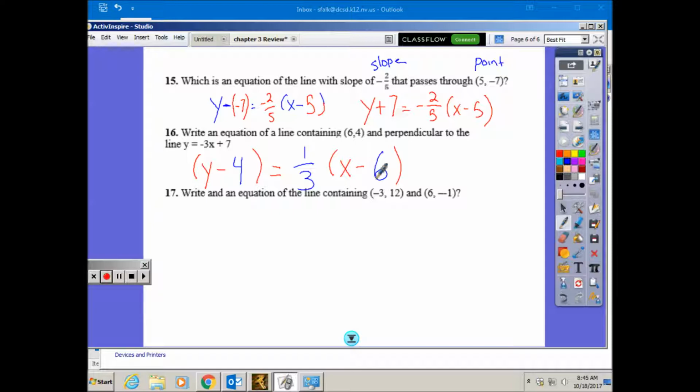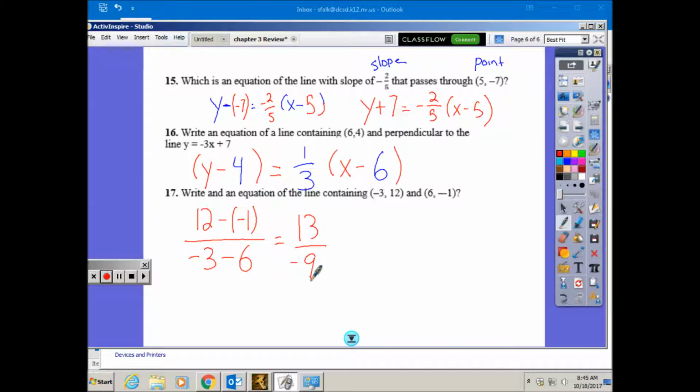And write an equation of the line containing these 2 points. So the first thing I need is a slope. So I'm going to do 12 minus -1 over -3 minus 6. 12 minus -1 is 12 plus 1, which is 13. And -3 minus 6 is -9. So I have a slope of -13/9.